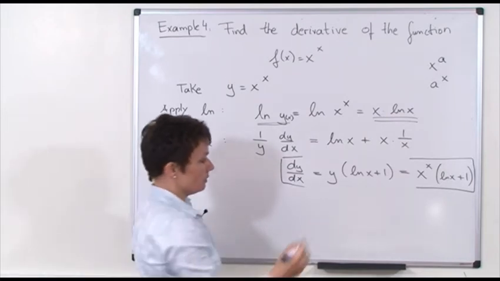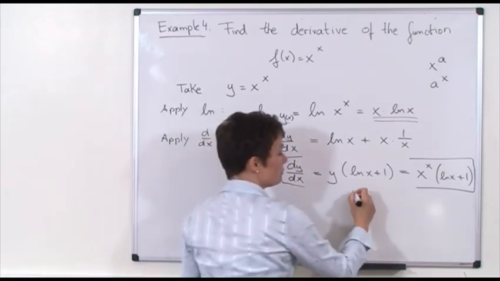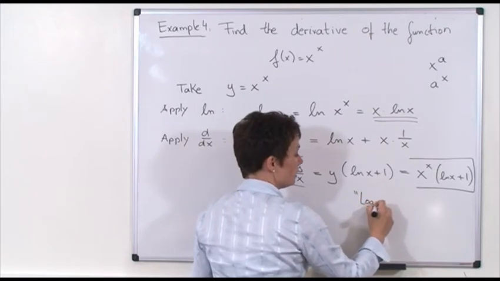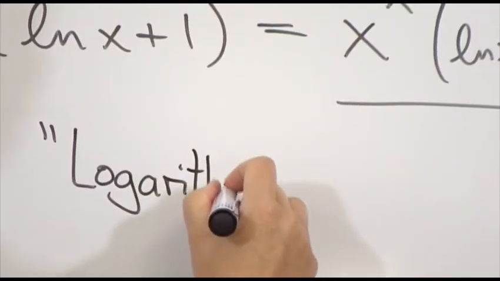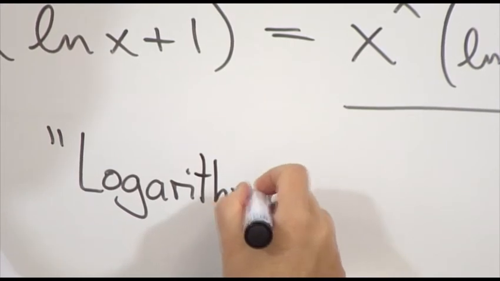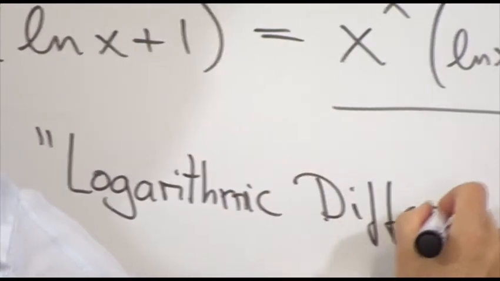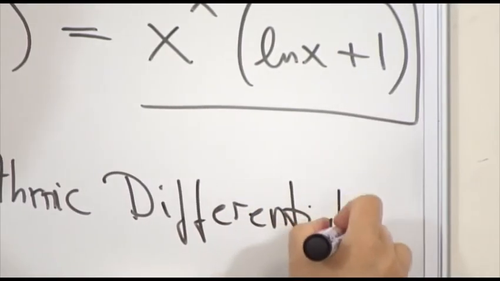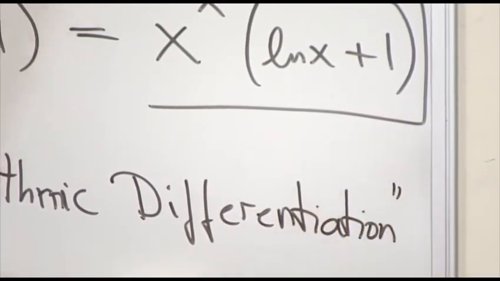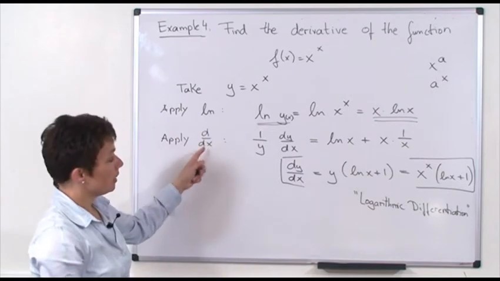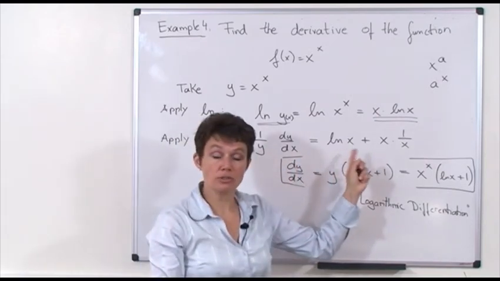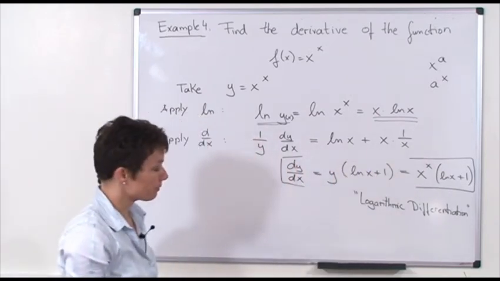So what we've done here actually is referred to as logarithmic differentiation. And you see it's a combination of applying the logarithm and then carrying out an implicit differentiation.